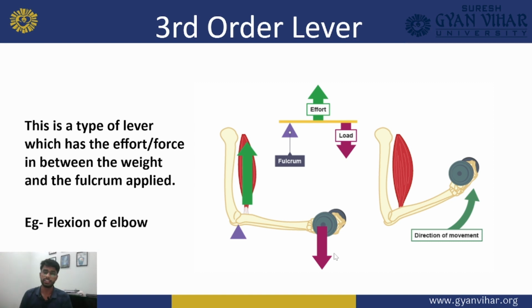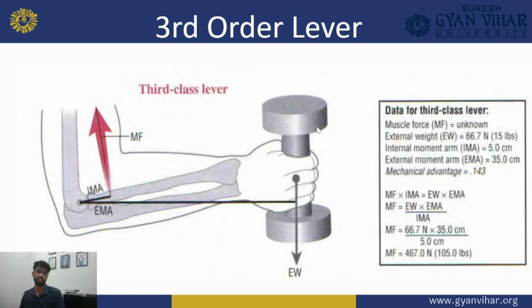So the direction of movement is upward and effort is situated between the fulcrum and load, so that external moment arm, as you can see, the external moment arm is the distance between the fulcrum and the load. It is more than the internal moment arm, which is fulcrum and the effort. So it is the lever of mechanical disadvantage.